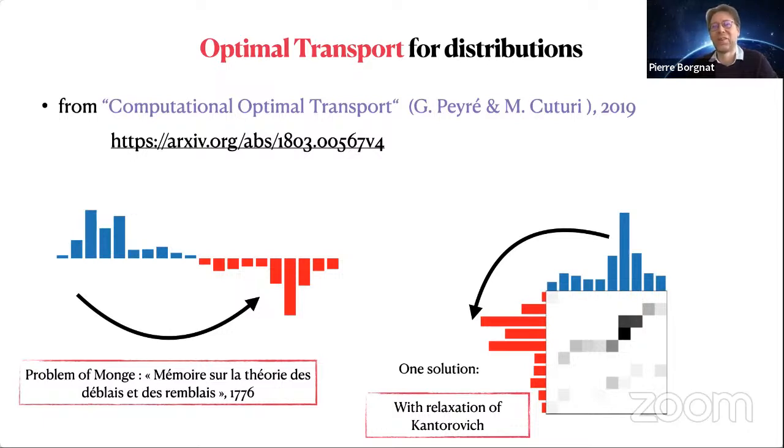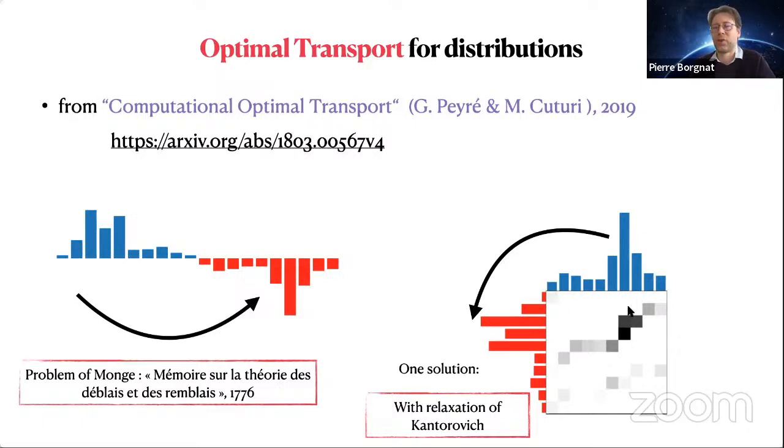had a very elegant mathematical solution, especially the one with the relaxation of Kantorovich, when you say that you will not move discrete measures, but continuous measures. And one solution is to find a transport map. This is the optimal transport, which maps this blue distribution to the red distribution with some map which will have a minimum cost.